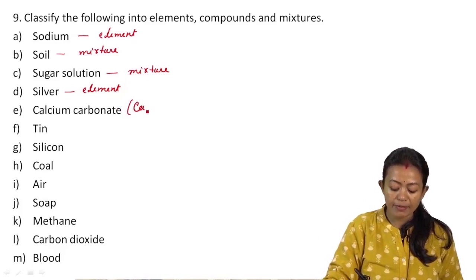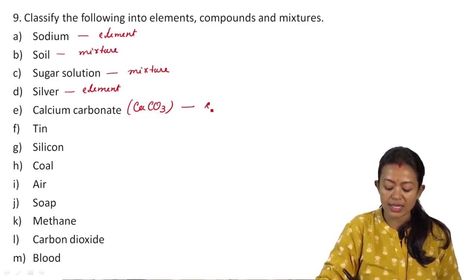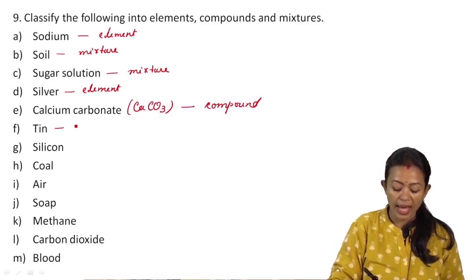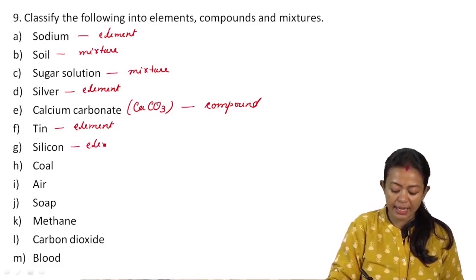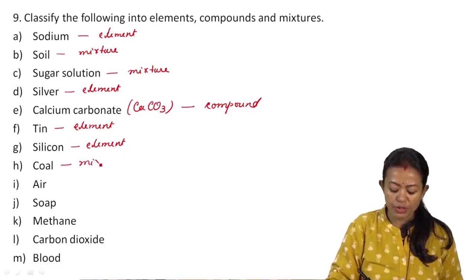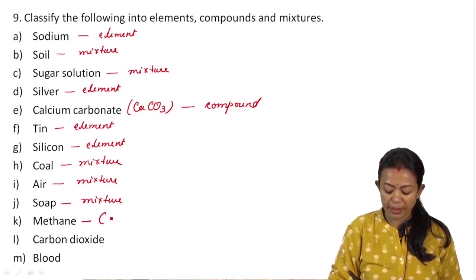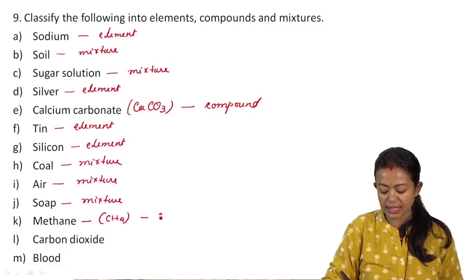Calcium carbonate has a chemical formula of CaCO3. So you would see that there are three different types of elements that combine to form a compound. So thus it is a compound. Tin is also an element made up of only tin atoms. Silicon is again an element. Alright. Coal is a mixture. Air is a mixture. Soap is a mixture. Methane is a compound. The chemical formula is CH4 and thus it is a compound.